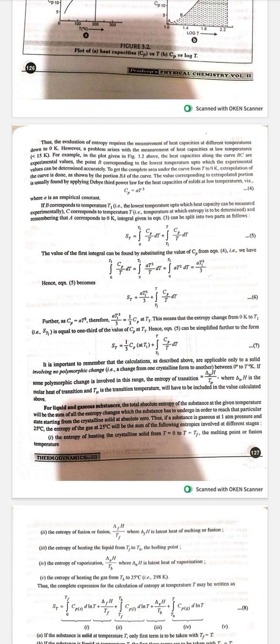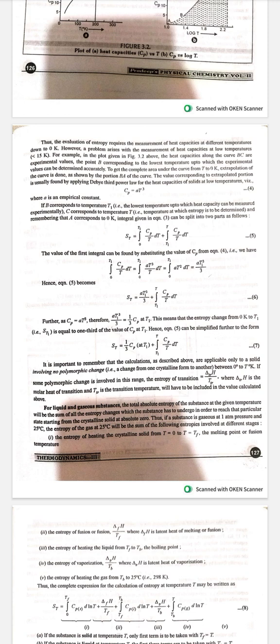ST is equal to the integral from 0 to T1 of Cp upon T dT plus the integral from T1 to T of Cp upon T dT. The value of the first integral can be found by substituting the value of Cp from equation 4. We have the integral from 0 to T1 of Cp upon T dT is equal to the integral from 0 to T1 of AT cube upon T dT. ST is equal to AT1 cube upon 3 plus the integral from T1 to T of Cp upon T dT.